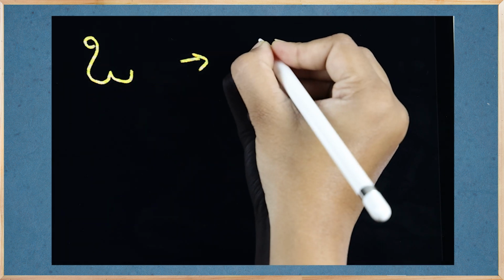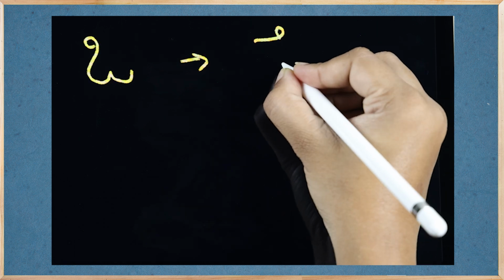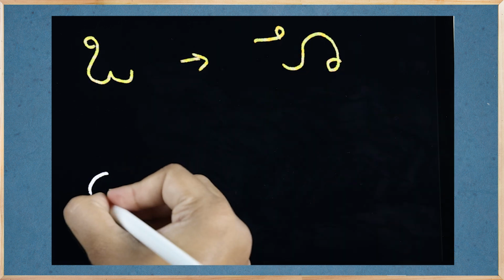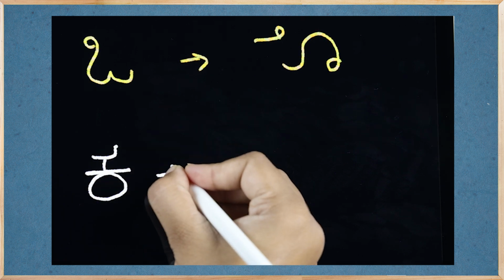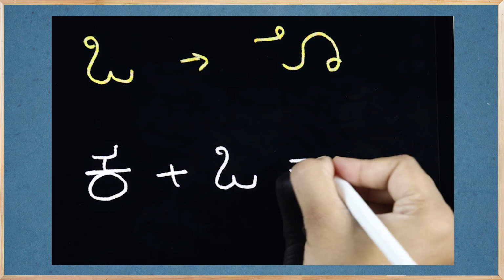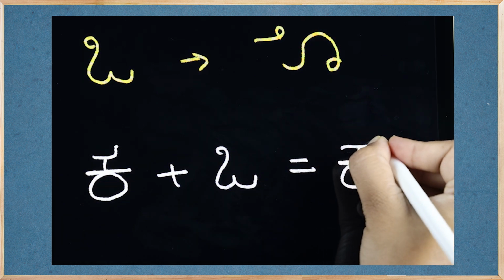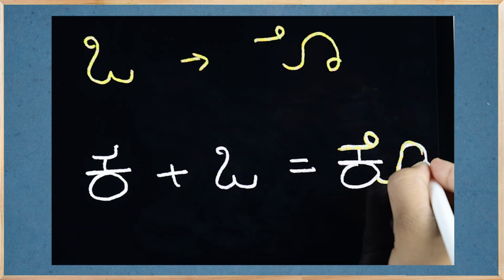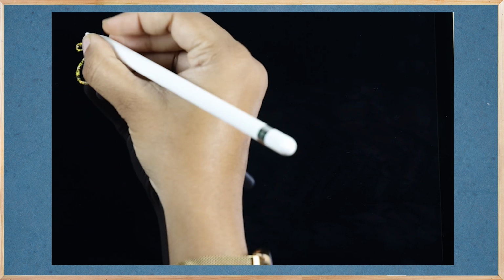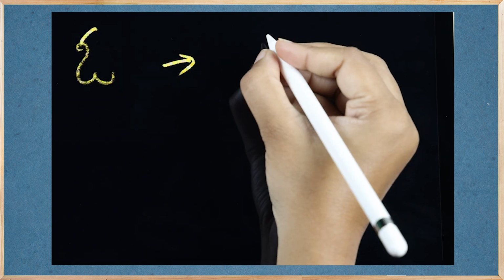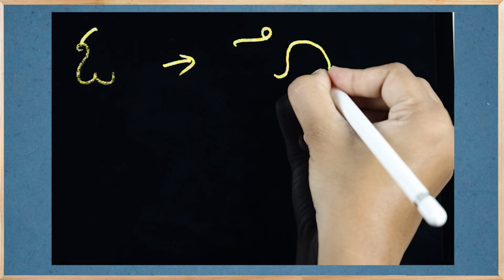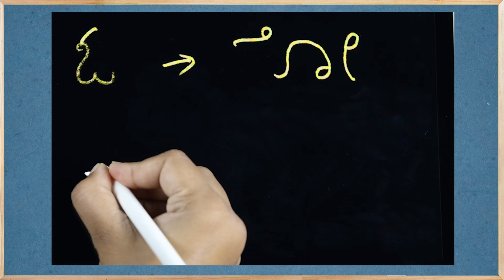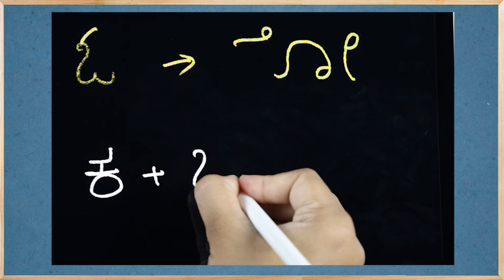O. The symbol O is used to create the sound O, like in hot. Example, K plus O becomes ko. O. The symbol O represents a long O sound similar to go. Example, K plus O becomes ko.